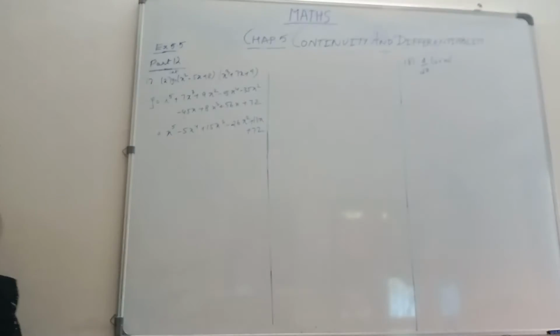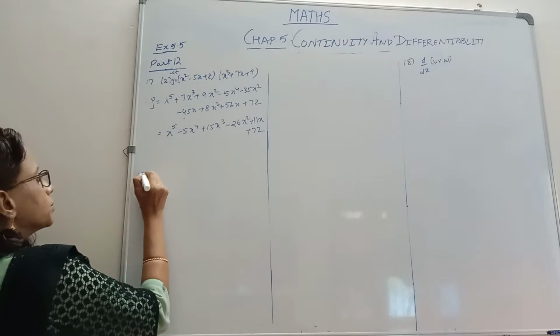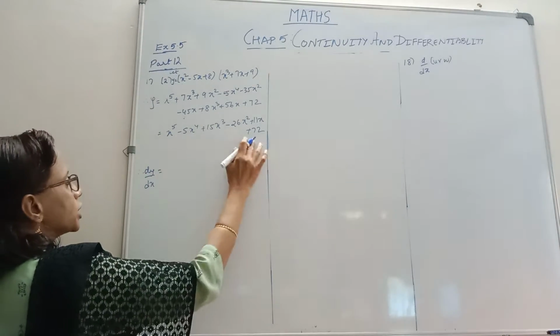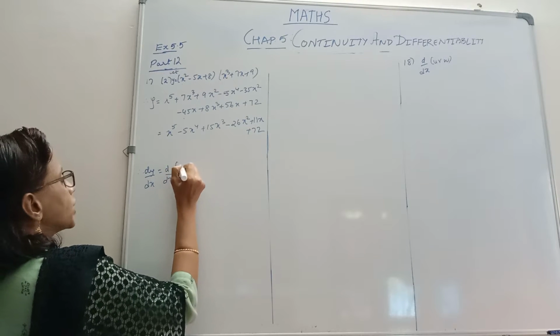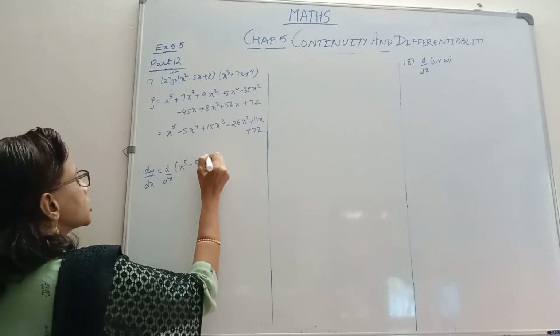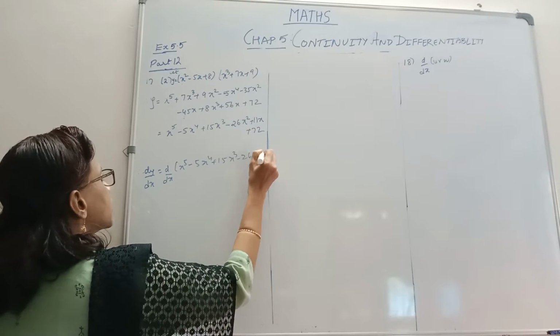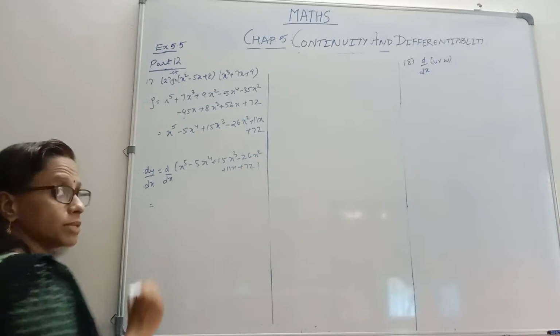Since we have always an eye on dy by dx, we are going to take the derivative. So let's take the derivative dy by dx and let's see what comes. Derivative of each of these terms. So d by dx of x raised to 5 minus 5x raised to 4 plus 15x raised to 3 minus 26x squared plus 11x plus 72. So derivative of each term, let's take.